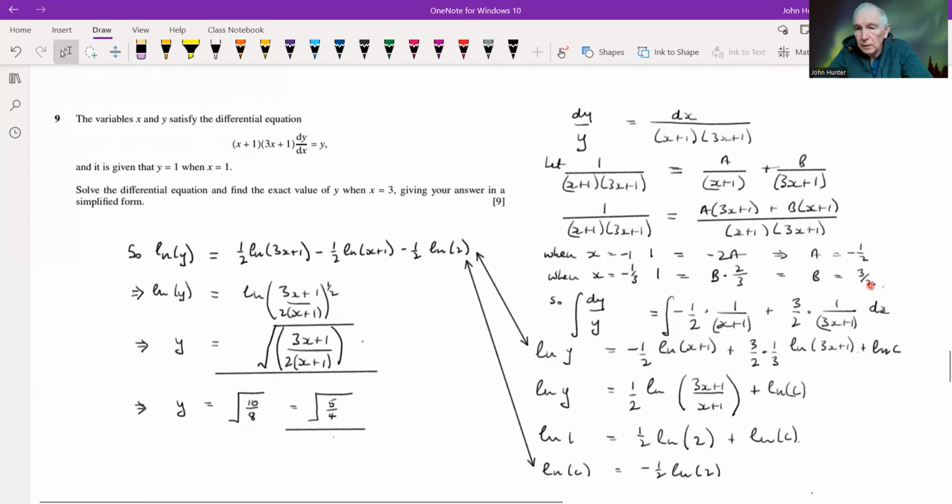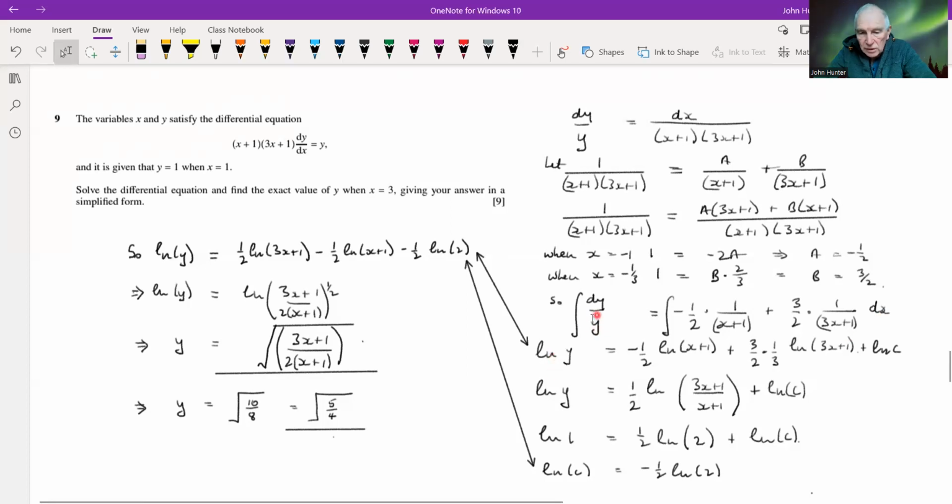Right, let's take a breather there. So we've worked out what we've got to integrate. I'm going to apply our integral signs now. So dy over y is going to be equal to our first term from the partial fractions, this is your A here, times 1 over x plus 1, and this is your B here, times 1 over 3x plus 1, all with respect to dx.